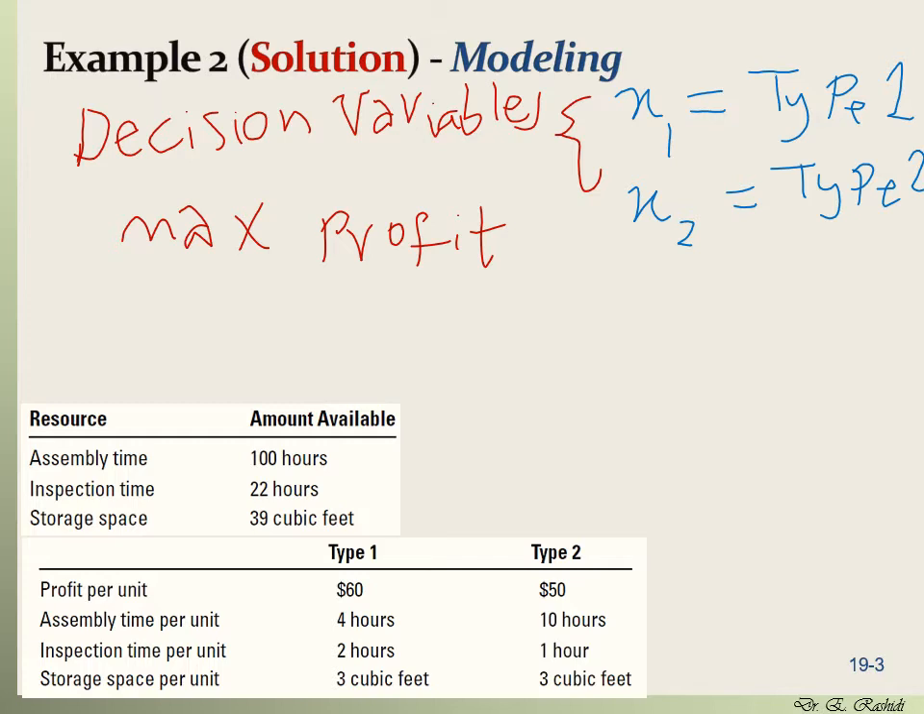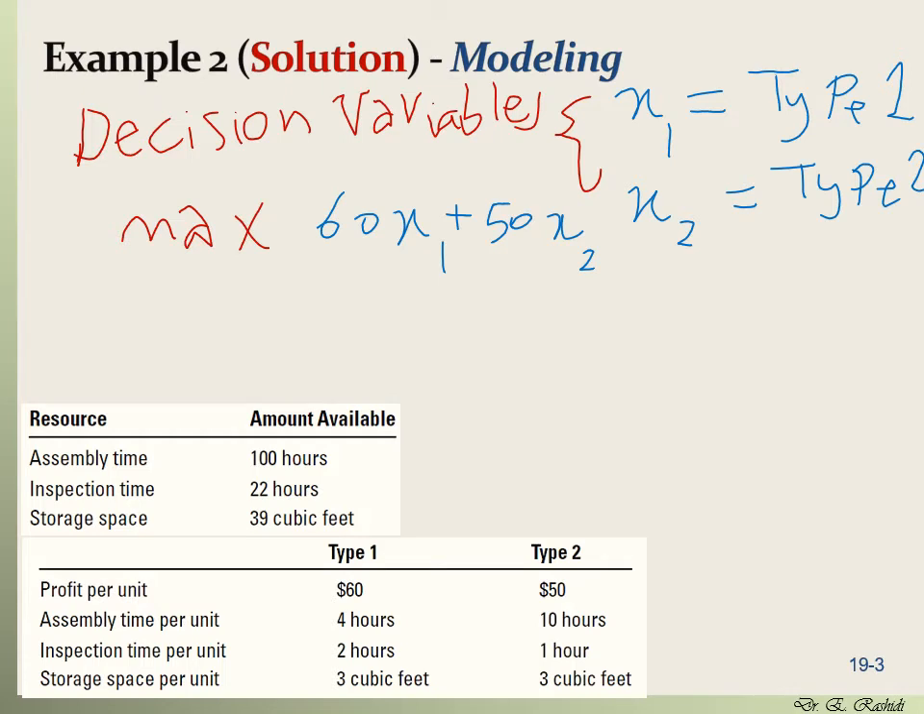So what is the profit that the company makes regarding the quantity of producing and selling type 1 and type 2 computers? For each type 1 computer, they're going to make $60. So that's $60 multiplied by the quantity of type 1, x1. How about type 2 computers? The profit that they make per unit is $50. So that's $50 multiplied by the quantity of type 2 computers that they make, so 50 multiplied by x2.